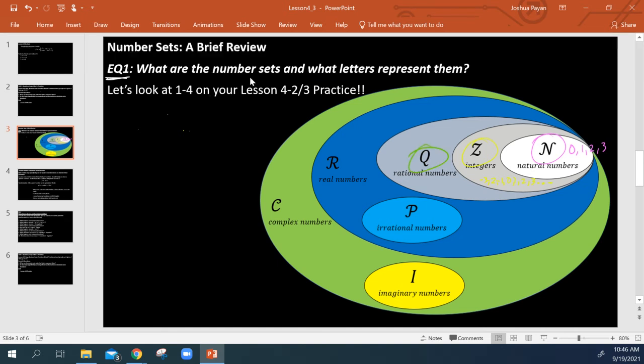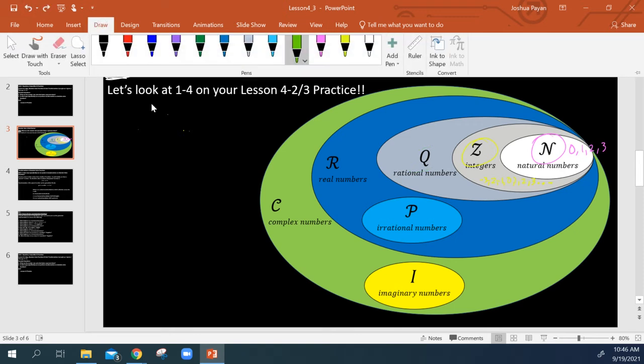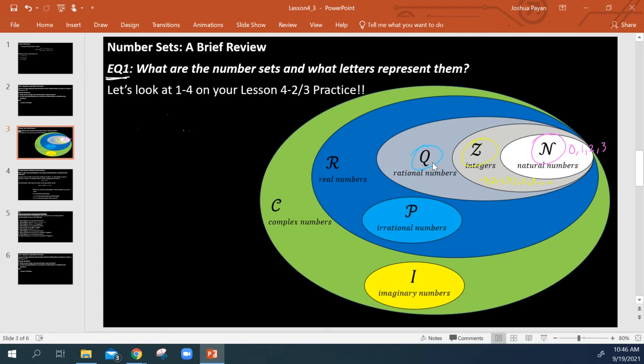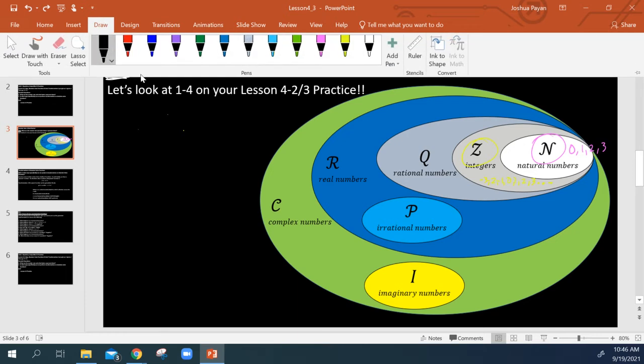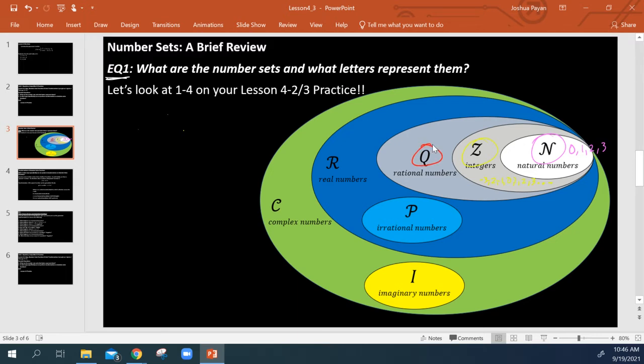I'm starting to run out of colors to use here. Let's see if I can find a more vibrant green than that one. Well, we'll use blue. So rational numbers. Rational numbers are any numbers that can be written as a fraction. So the number 5, for example, I'll use red, can be written as just the whole number integer 5, right? Or we can say it's 5 over 1. We can say 25 over 5, and so on. It can be expressed as a fraction.